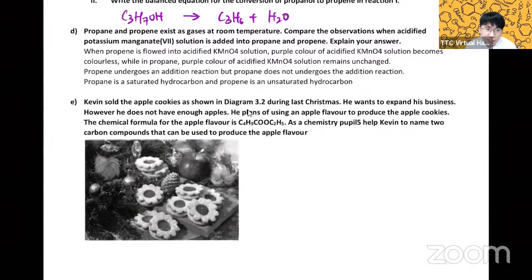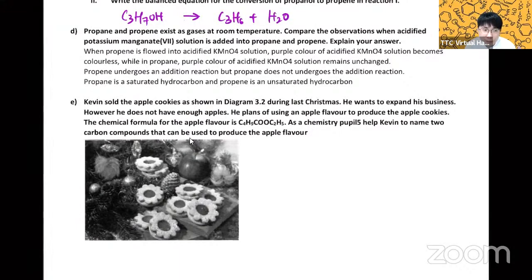Okay, next one, you see, Kevin sold apple cookies as shown in diagram 3.2 during last Christmas. Wow, so many stories here. He wants to expand his business, but it's none of my business. Okay. He does not have enough apples. He planned to use an apple flavor to produce apple cookies.